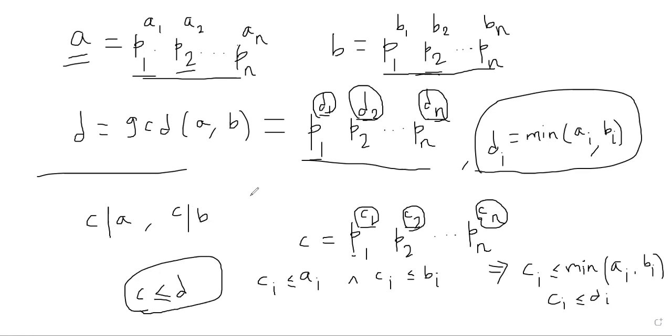That's all. So we have proved a general theorem that if you know the prime factors of two numbers A and B, we can compute the GCD by just looking at the minimum of the corresponding exponent powers.